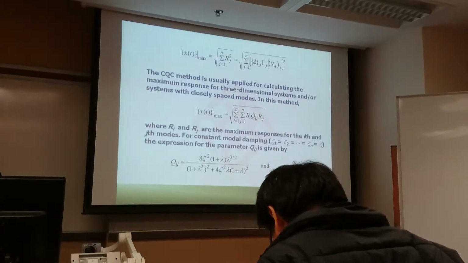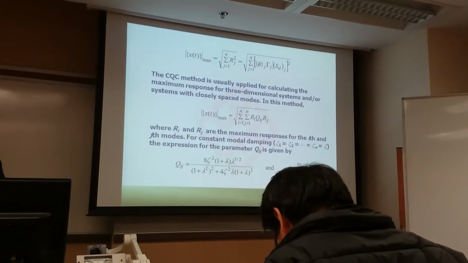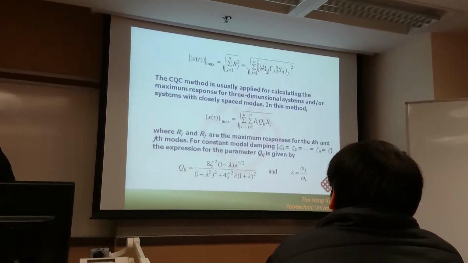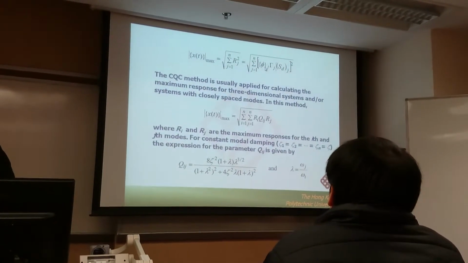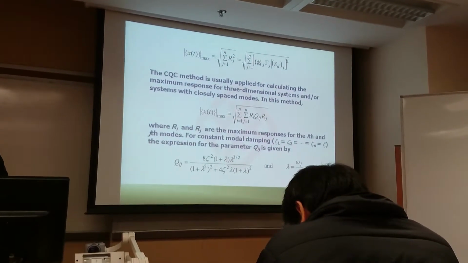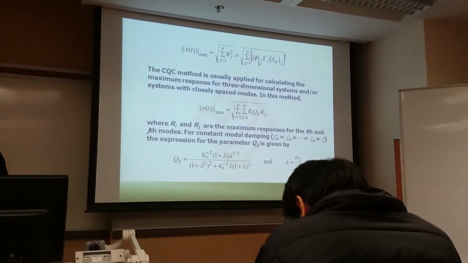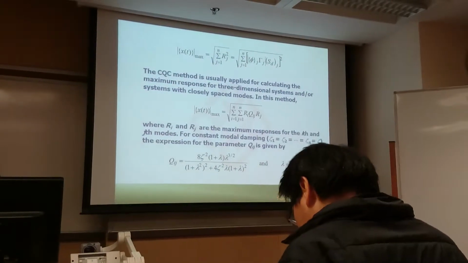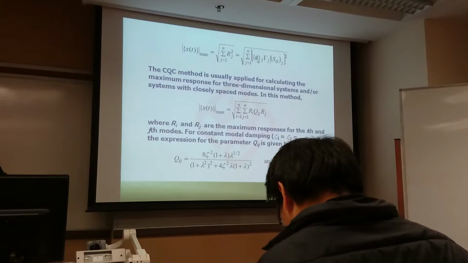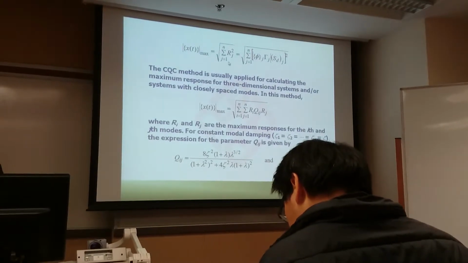So the maximum response is a vector. At different locations, we have a different maximum response because this is a vector. If you want to obtain the response at the top, you just need to take the value of the mode shape at the top location. If you want to obtain the full story, you just need to use the value of this mode shape at the full story.